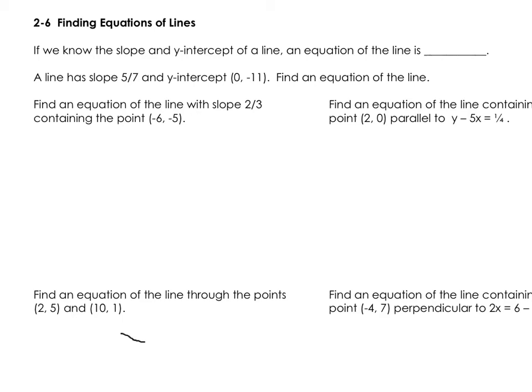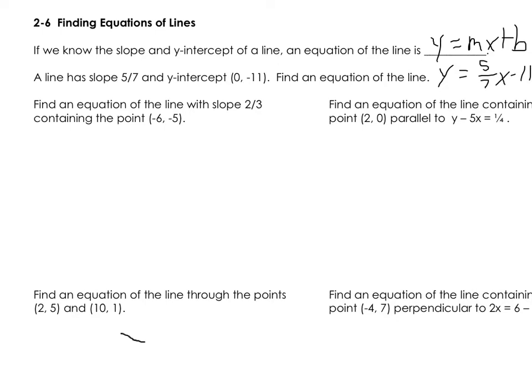Section 2.6, Finding Equations of Lines. If we know the slope and y-intercept of a line, an equation of the line is y equals mx plus b, where m is the slope and b is the y-intercept. A line has slope 5/7 and y-intercept (0, -11), so the equation is y equals 5/7 x minus 11.